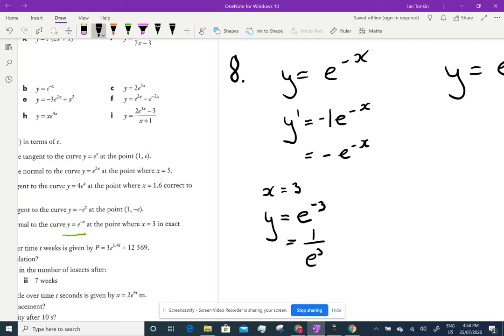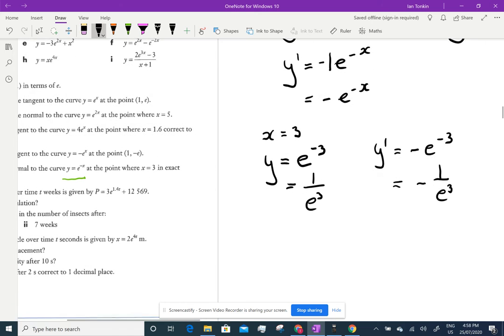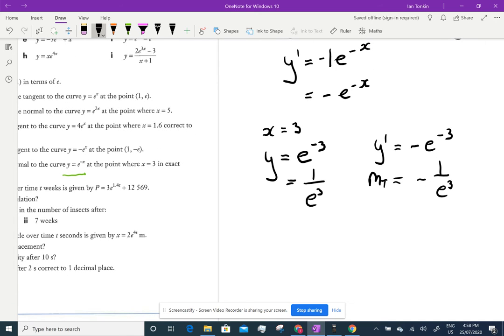Now, what does y dash equal? Well, it equals minus e to the minus 3, which is minus 1 over e to the 3. Now, that's the gradient of the tangent. We want the gradient of the normal. This is pretty good, because for the gradient of the normal, we flip it, e to the 3 over 1, which I don't need to have there, I'm going to rub out in a minute, and I change the sign, so the negative becomes a positive. So the gradient of the normal is just e to the 3.